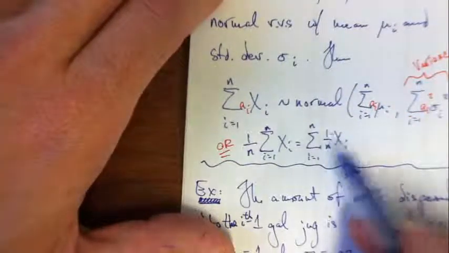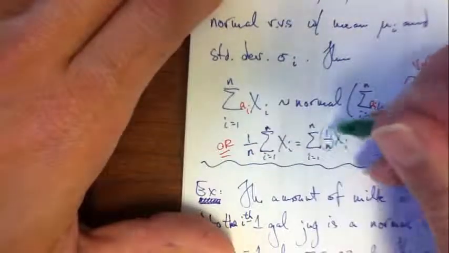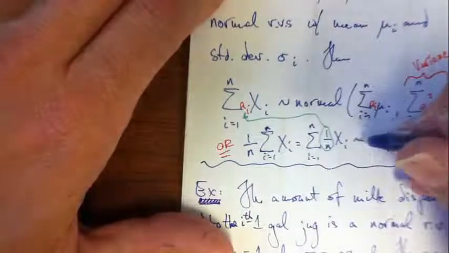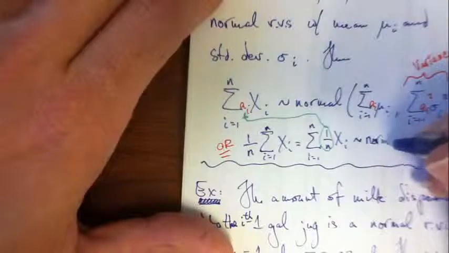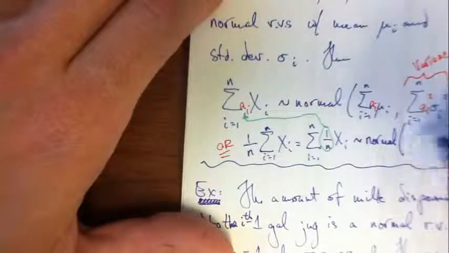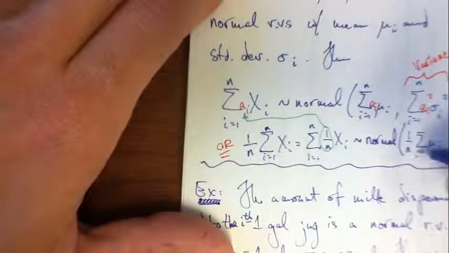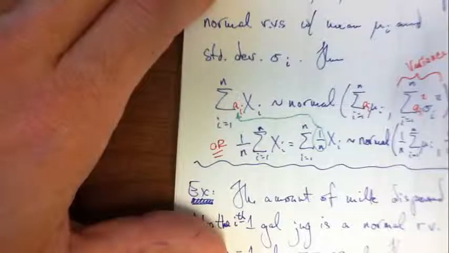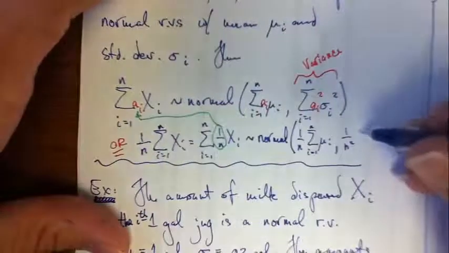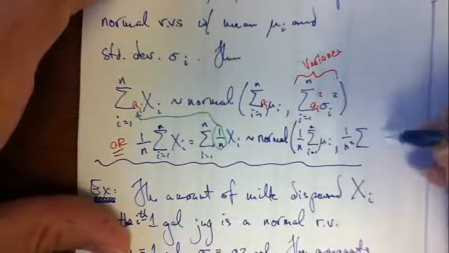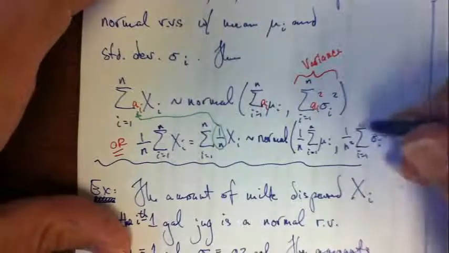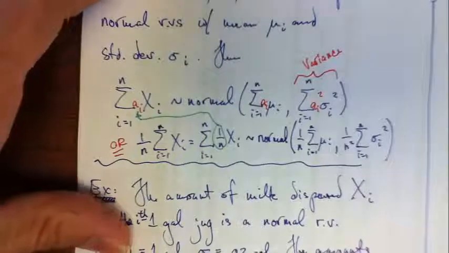So now, see how great this is. Pretend like that's the a sub i for each one of those. Then I know that this thing is going to behave like a normal with mean, that's the average of the averages, and variance, that's 1 over n squared times the sum of the sigma i squared. Okay? So that's how the sample mean will behave.